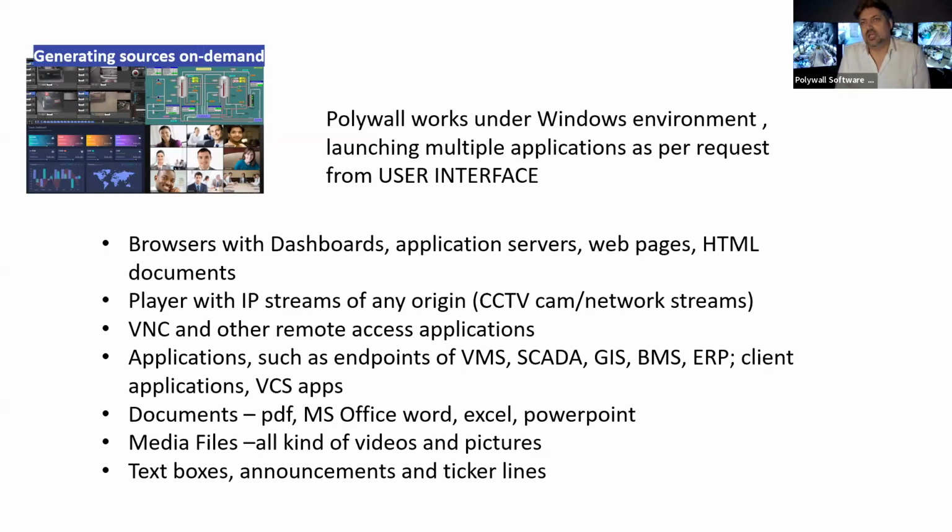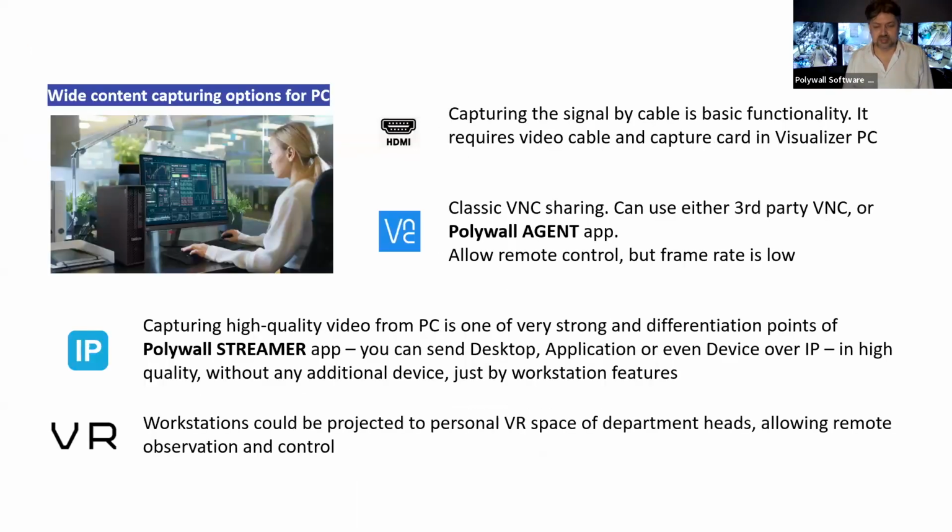Media files, like pictures, videos, without any limitations, just send them to the video wall and they will be played back. You see, you don't need a separate PC to show the video on your video wall. You just need your video file. That's it. And last but not least, there are different types of text boxes. It can be an announcement, it can be a ticker line, it can be some decoration item, or whatever else you need for your video wall. So you see, sources are generated on demand, and there is no need for a specific PC with that content. You can generate them just by the video wall controller PC.